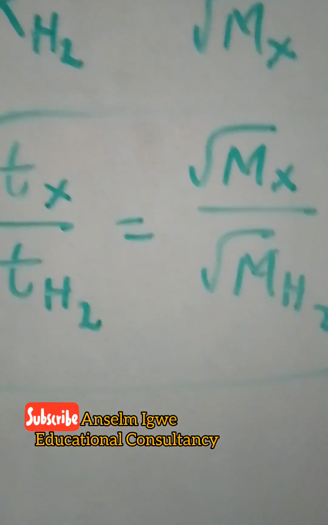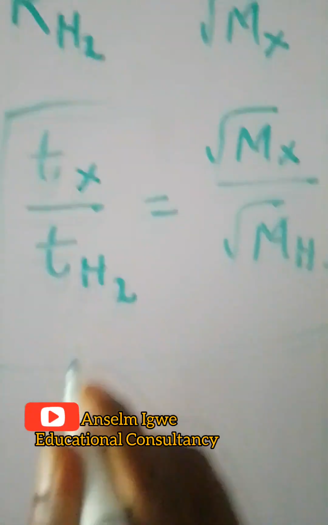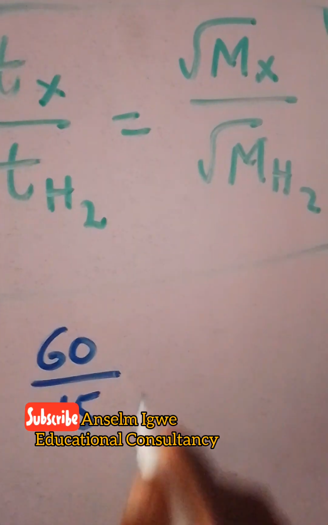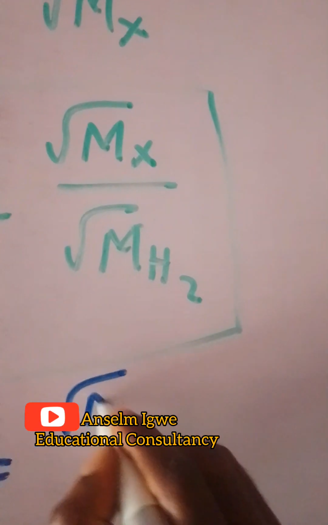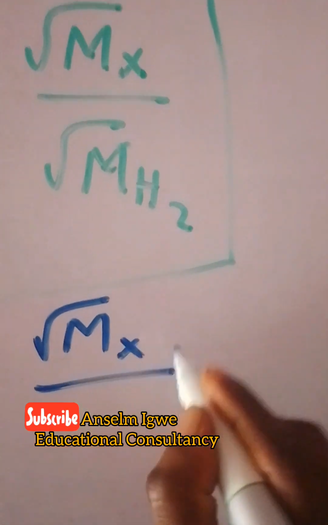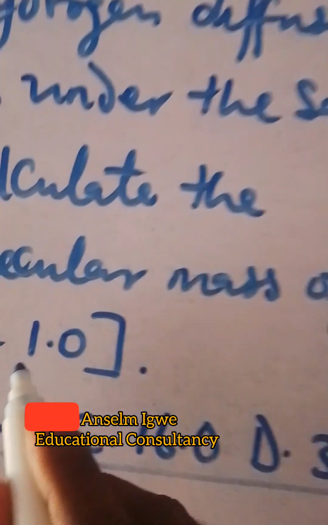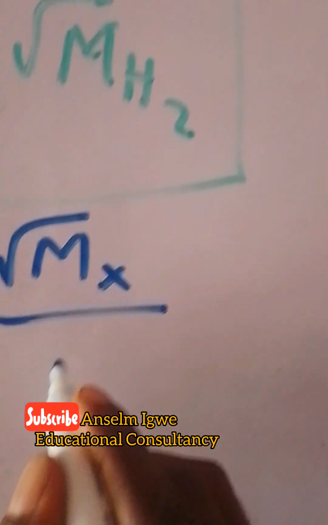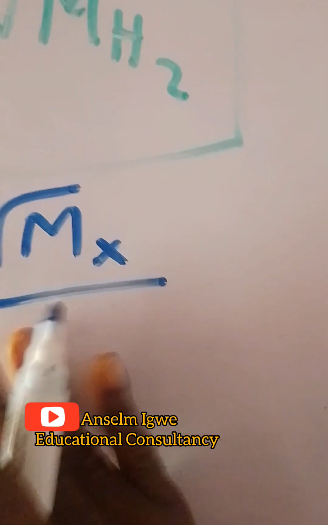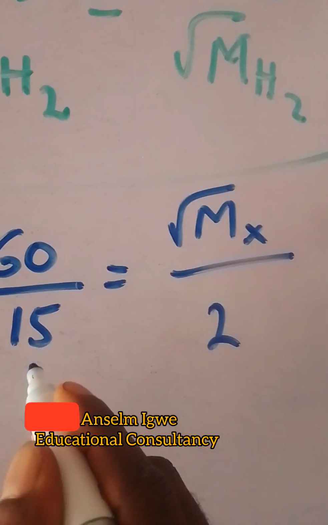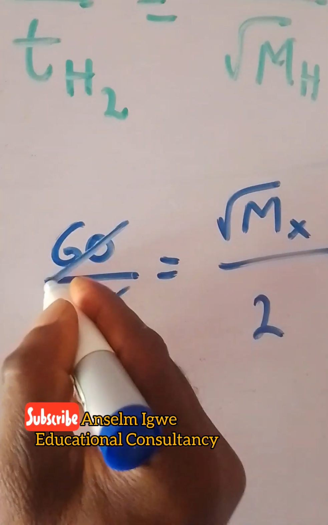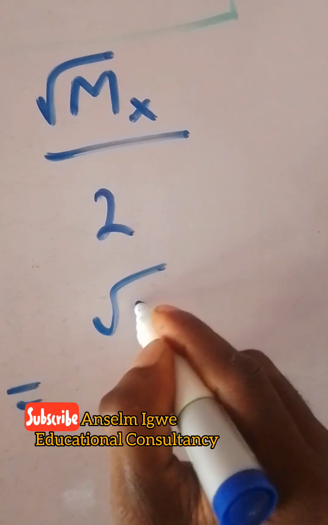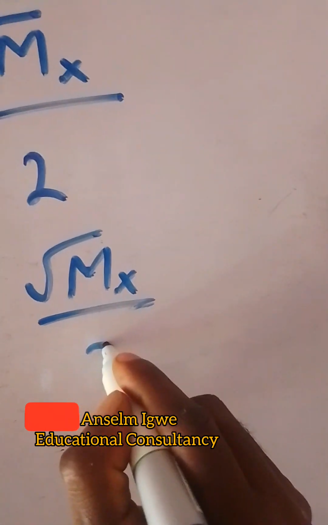So using this, time of diffusion of gas X was given as 60 seconds. That of hydrogen was given as 15 seconds. Molecular mass of gas X was required. Molecular mass of hydrogen: atomic mass is 1, and there are 2 hydrogen atoms in a hydrogen molecule. So we have 1 times 2, or we just write 2. So when you divide, 15 can divide 60, and we have 4. So 4 over 1 equals square root of mx over square root of 2.